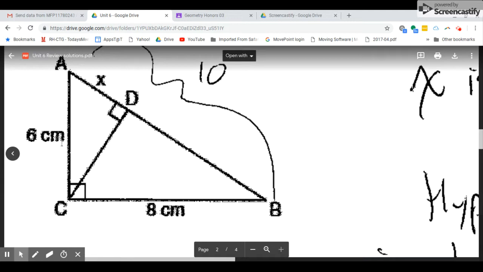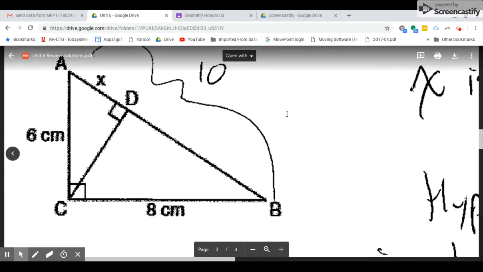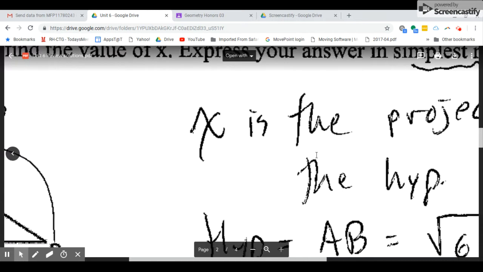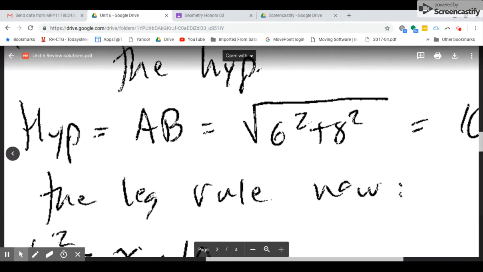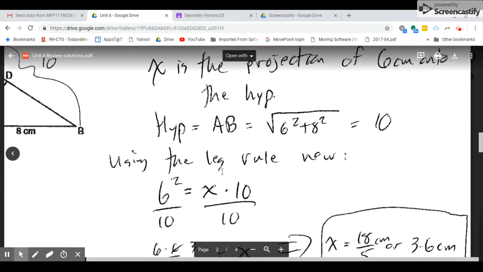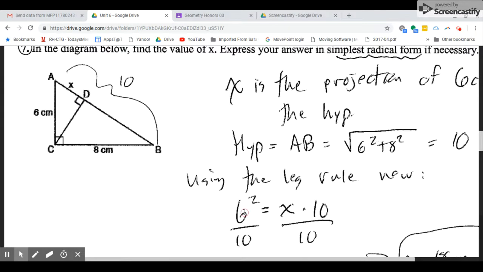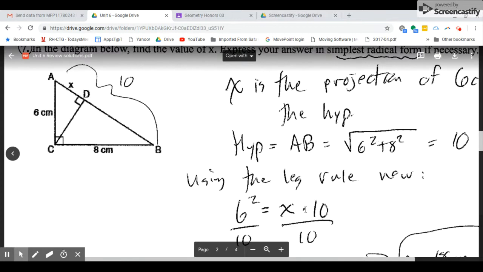Now remember, the formula is the leg squared equals the projection of that onto the hypotenuse multiplied by the hypotenuse. So it's 6 squared equals x times 10. Okay, and that gives you the formula. I went ahead and did Pythagorean theorem for those of you who can't do the 3, 4, 5 right triangle times 2.